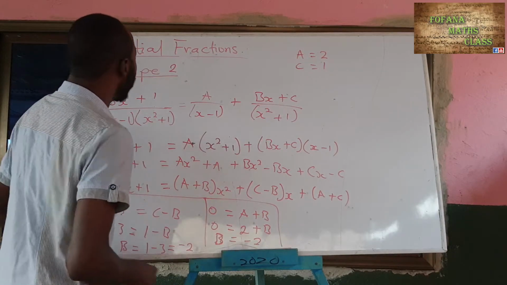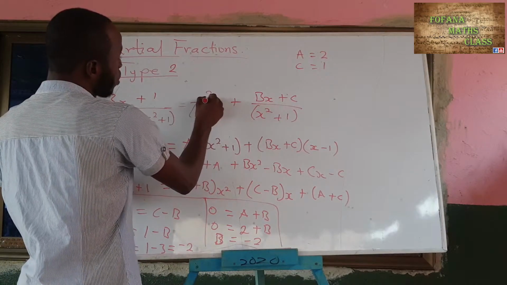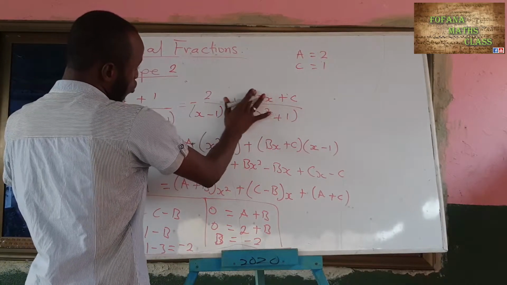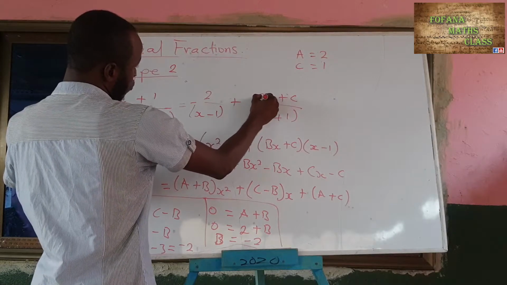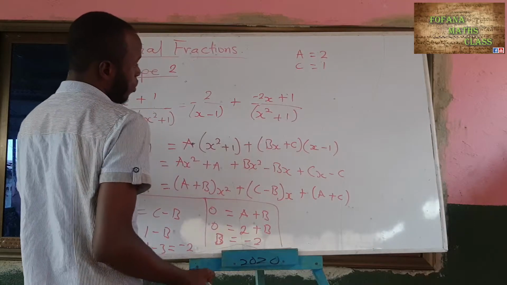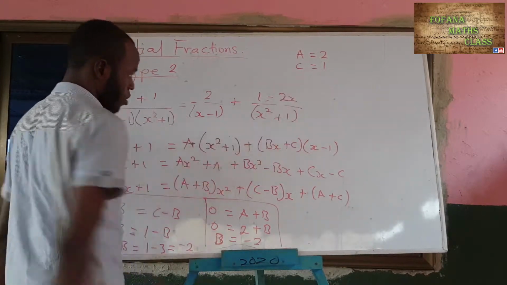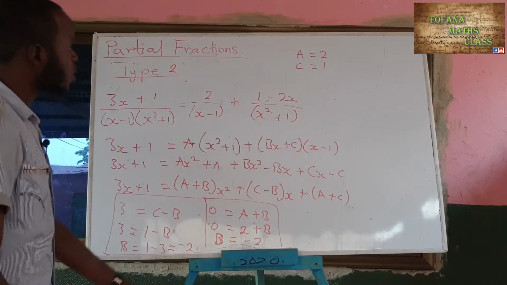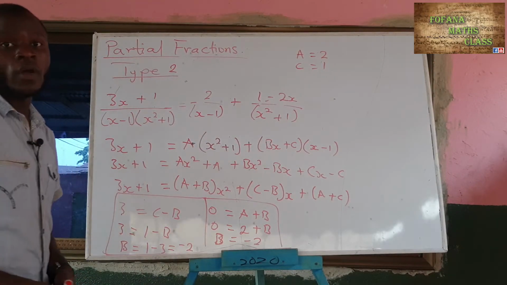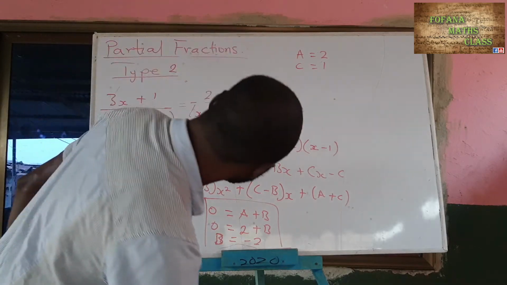Okay, so from here you can also decide to repeat this. So we have A to be equal to 2, so we can put 2 here. We have B to be equal to minus 2, right? So minus 2. Okay, and we have C to be equal to 1. So over here I can write it as 1 minus 2x here. Okay, so this will bring us to the solution and to the end of the type 2 of partial fraction. So quickly we will move on to the type 3.